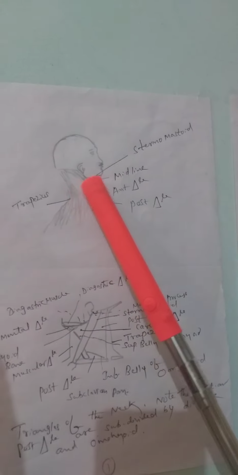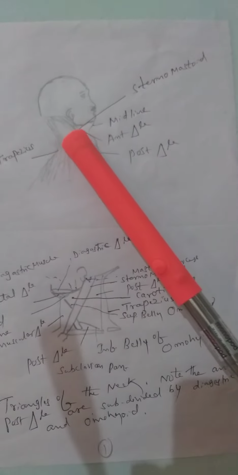You can see here the base of the mandible and the hyoid bone and the angle. It is the base, it is the angle which goes upwards to the mastoid process and the hyoid bone. This area is called the submandibular space.